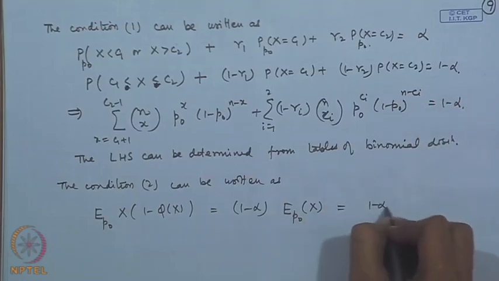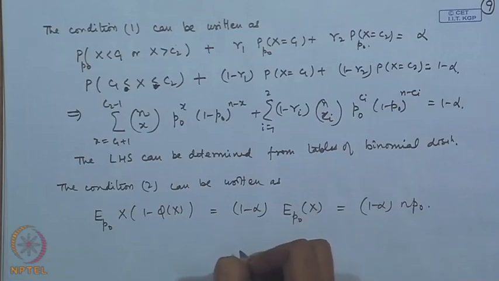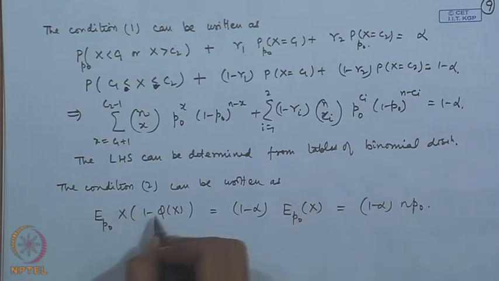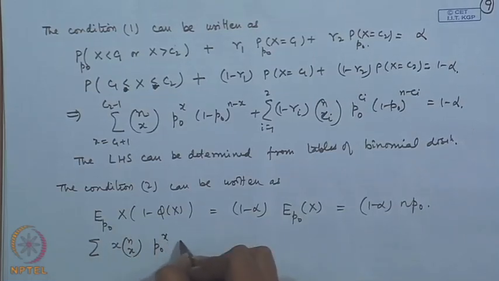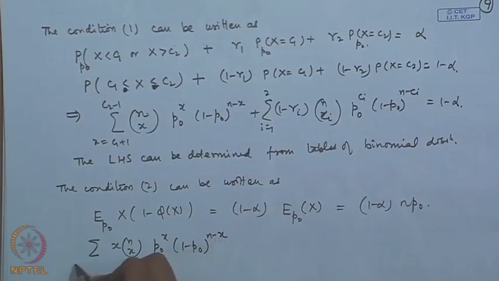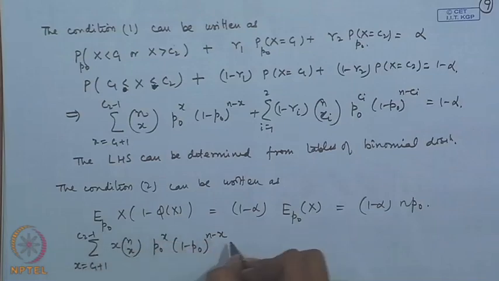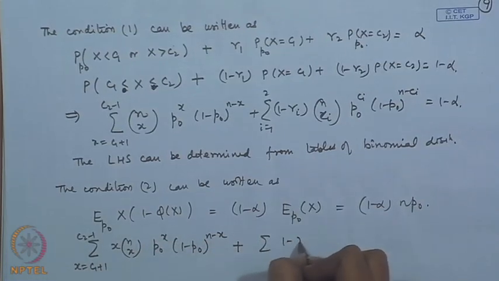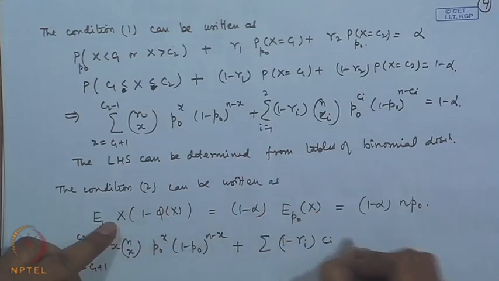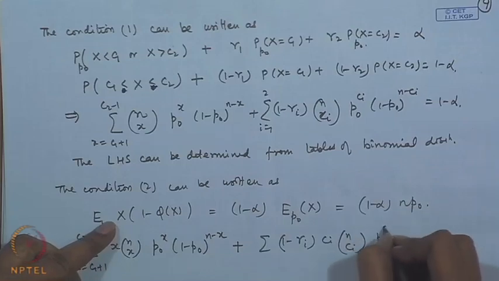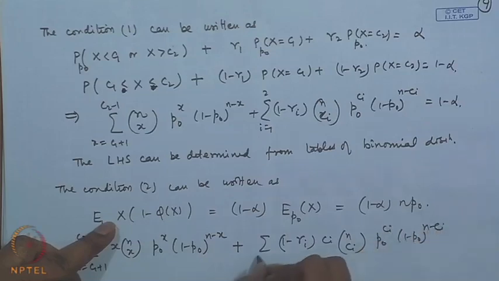Now, this is equal to 1 minus alpha into n p naught here. Now, the left hand side, if you look at once again, this is becoming sigma x into n c x p naught to the power x, 1 minus p naught to the power n minus x, for x equal to c 1 plus 1 to c 2 minus 1, plus sigma 1 minus gamma I into n c I into c I, because we are considering multiplication of x. So, here you will have c I n c I p naught to the power c I, 1 minus p naught to the power n minus c I, for I equal to 1, 2, that is equal to 1 minus alpha n p naught.